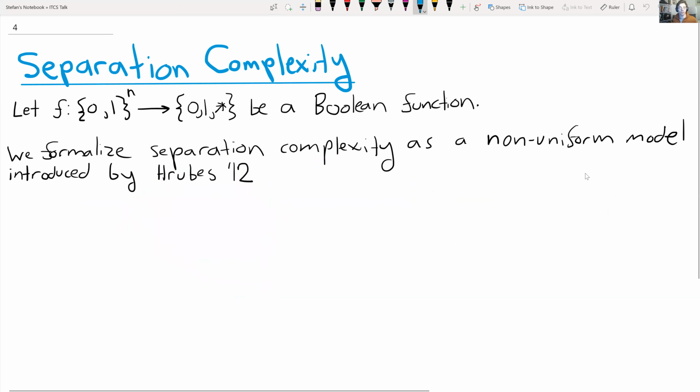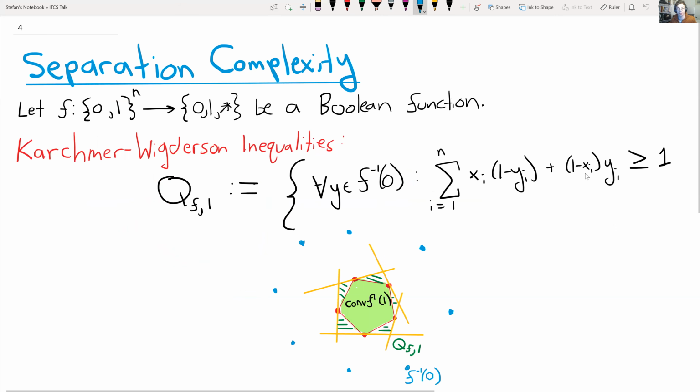All right, let's jump into an actual non-uniform model of computation, and this was introduced by Robere in 2012. And to do that, we're going to be making use of the extension complexity. So we're going to want an extended formulation that has a separating polytope. And in order to do that, we need an outer polytope. We have an inner polytope of the convex hull of the ones of F, and we need an outer polytope. And we define an example of an outer polytope here. And we'll do this using Hartmanis-Wigderson inequalities.